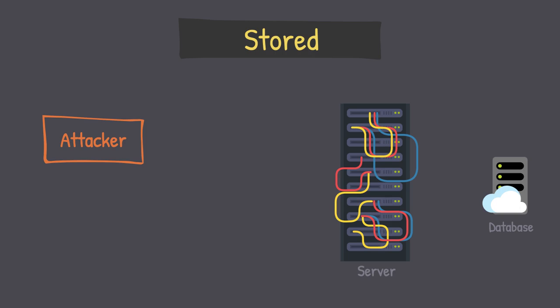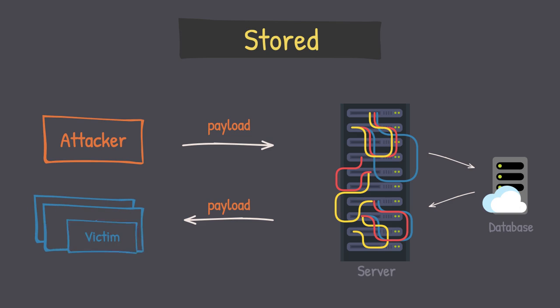A stored XSS attack occurs when an attacker includes malicious code into an object stored in a database, which is then served to clients. A great example is a forum site. An attacker could insert malicious code into a comment, then as each user's browser renders the content of that comment, the code will be executed.